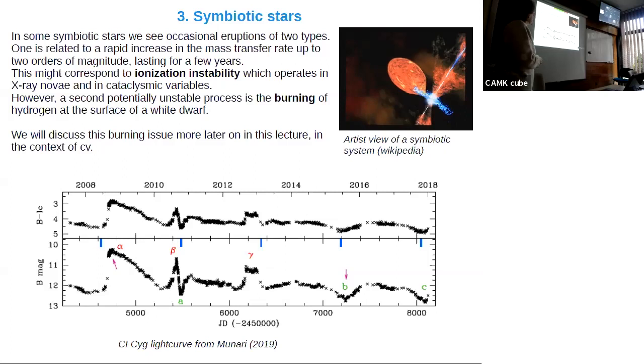It's still under discussion, and there are two schools. Some people suggest it may be ionization instability in the accretion disk, as we shortly discussed during previous lectures, and we will discuss soon now in the context of cataclysmic variables. On the other hand, it may also be unstable burning on the companion. And this is not clear because the pattern is not really regular. Maybe it's a combination of both, actually.